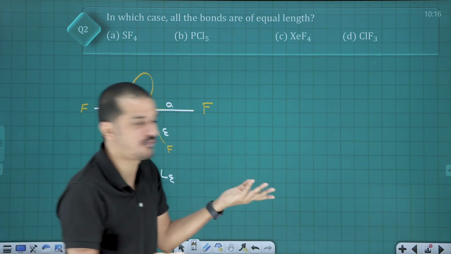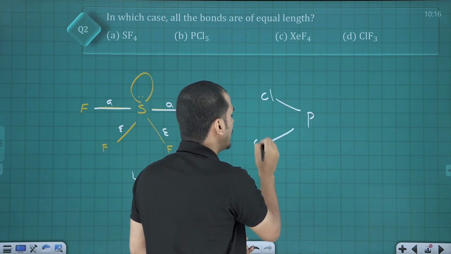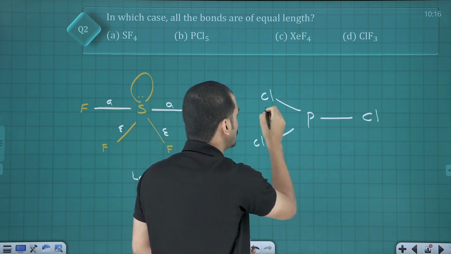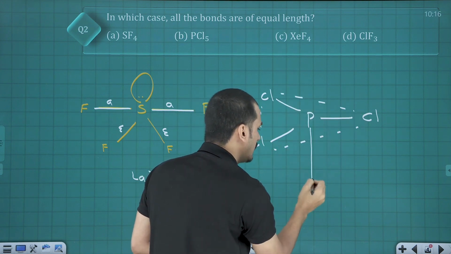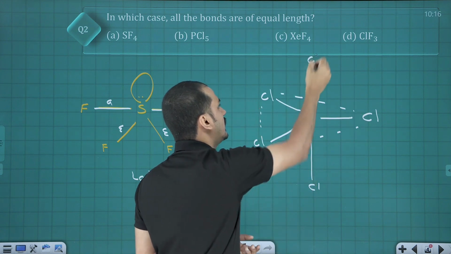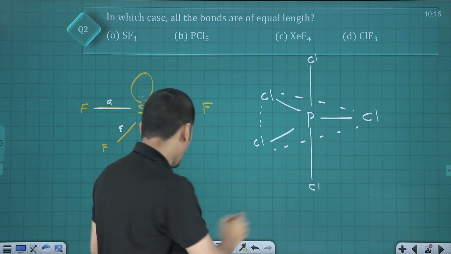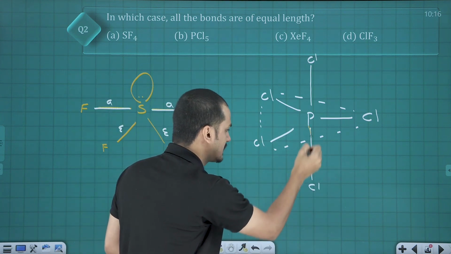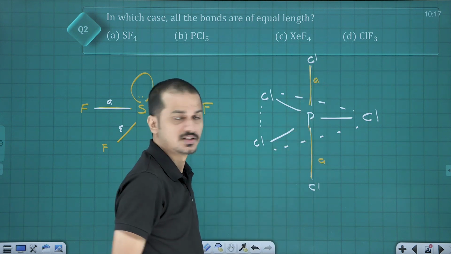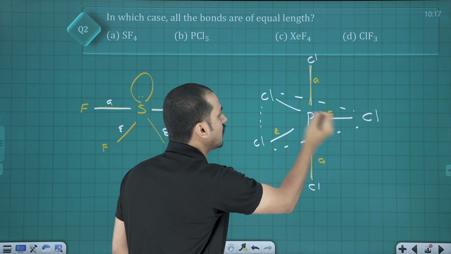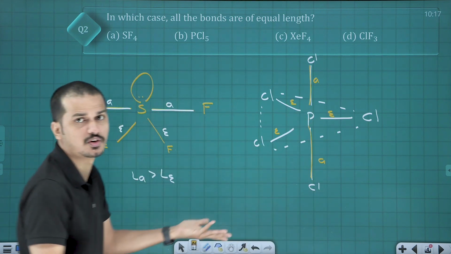What about PCl5? In the case of PCl5 also, its shape is trigonal bipyramidal, that you know. A triangle, and one chlorine outside, one chlorine inside. So a triangle in a trigonal bipyramidal. Here also you can see these two are axial. This one is axial, this one is also axial, and here it is equatorial. Length of axial is greater than length of equatorial, so equal bond lengths are not possible here either.